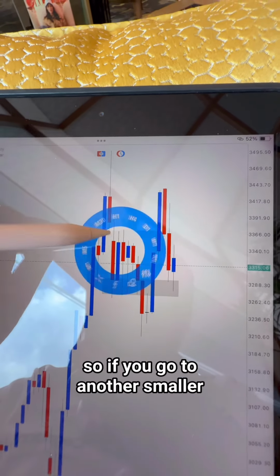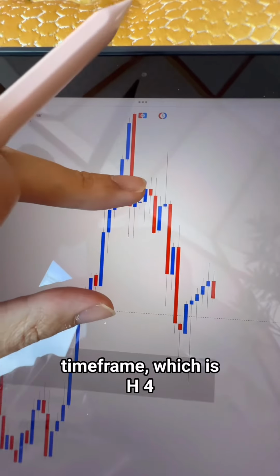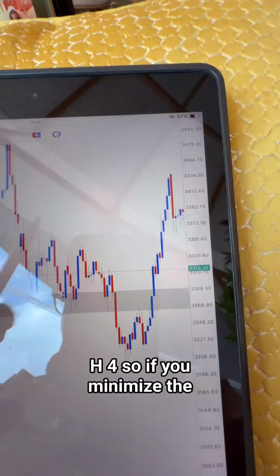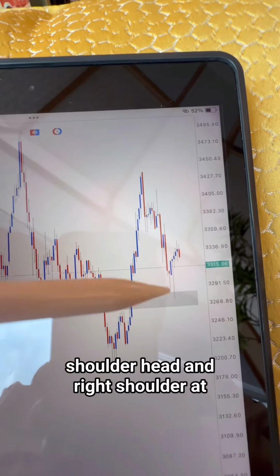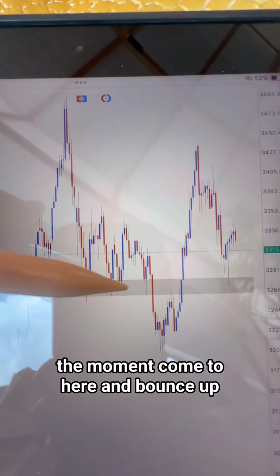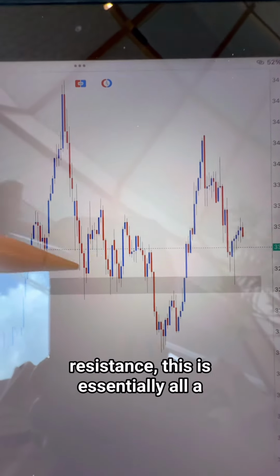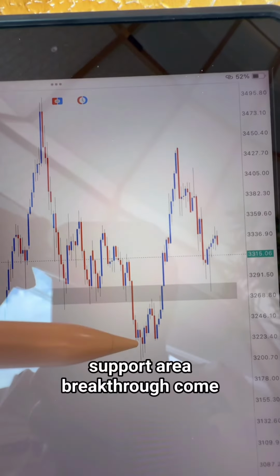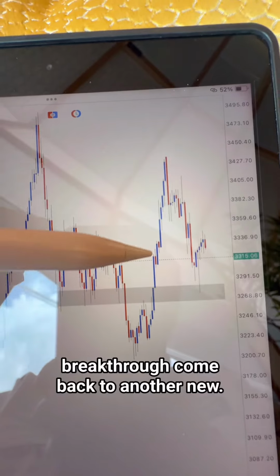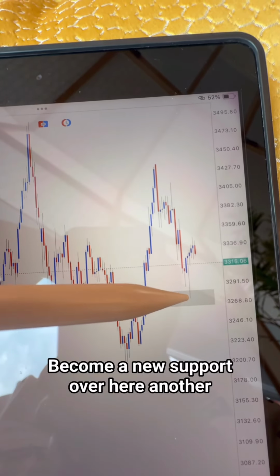If we go to a smaller time frame, which is H4, and minimize the zone here, this one is a head and shoulder pattern: left shoulder, head, and right shoulder. The moment it comes to here, it bounces out. In terms of support and resistance, all of these are strong support areas: breakthrough, come back to retest as resistance, breakthrough, come back and become a new support over here.